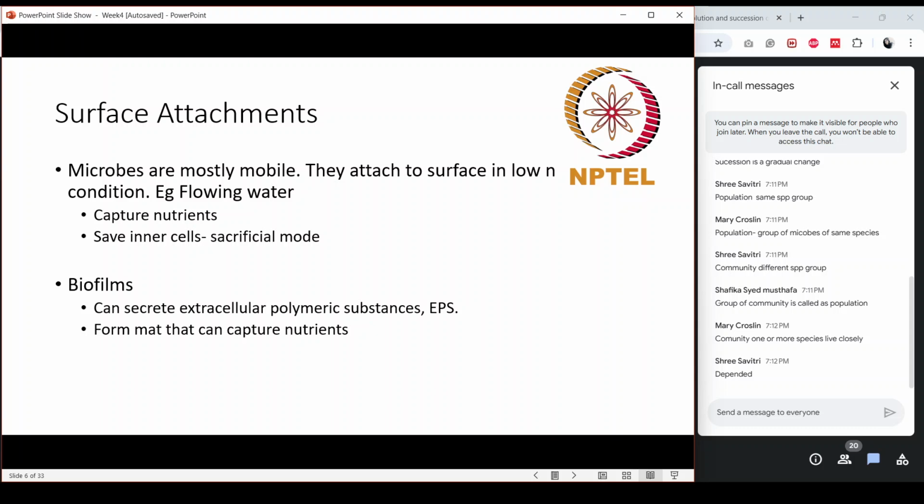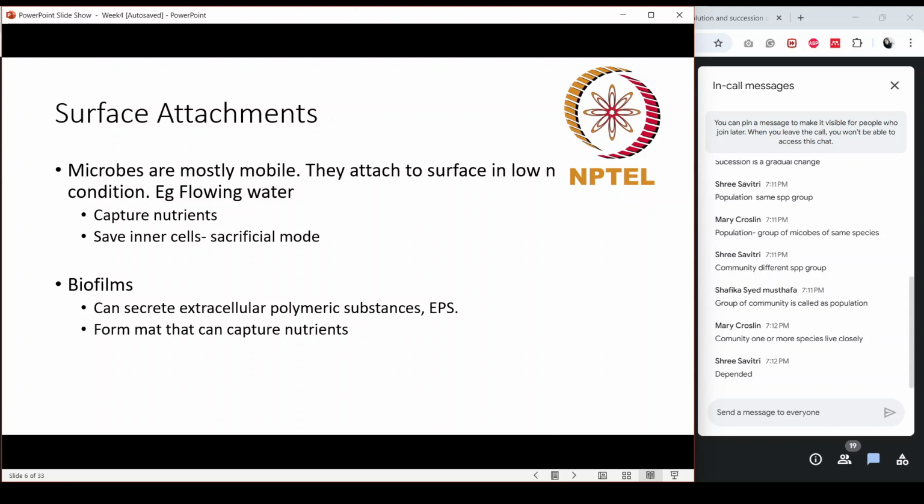All these bacteria, algae and other microbes tend to float. But in case of low nutrient availability, low light availability, and any condition which is harsh for them, they agglomerate and attach themselves to the walls or to the side of rocks and all. In this way, they are not using their body parts much. So they will use all of their energy in capturing nutrients, and they can save the inner cells.